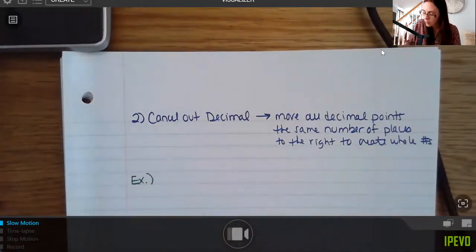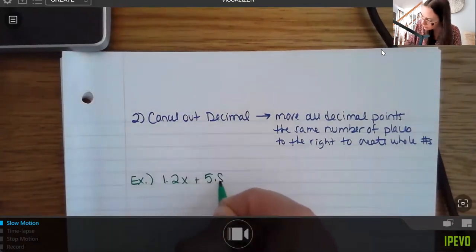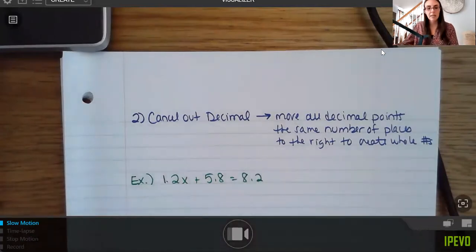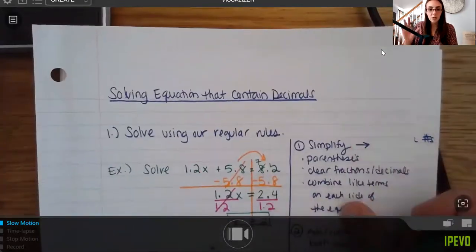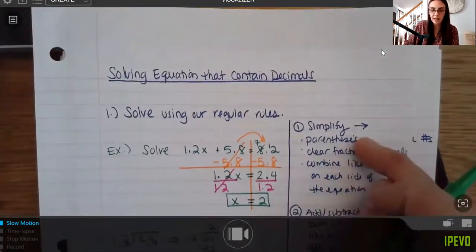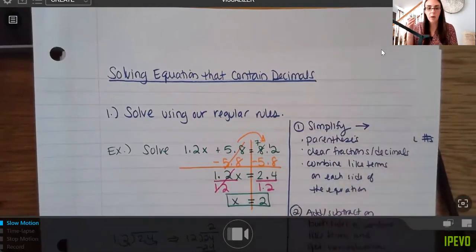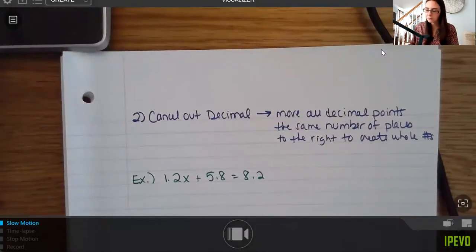So let me actually write it down first. Hang on. All right. So what I see here, again, you would still go through your same beginning steps. I do still recommend clearing parentheses first. I think that's the easiest thing to do. And then after that, you can go ahead and clear your decimals. And of course, if there's something easy for you to simplify right away, then you're welcome to still do that. So clearing out your decimals or fractions is always optional.